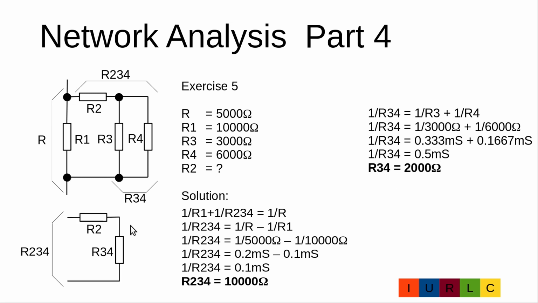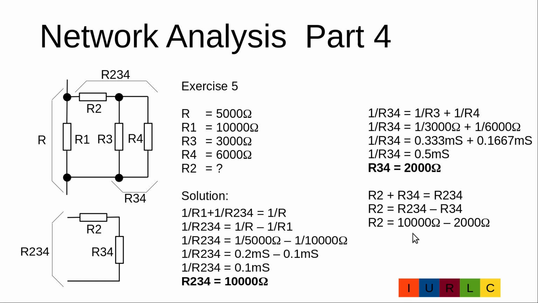In our last step, we have the serial connection of R2 and R34 with the total resistance R234. We can now write R2 plus R34 is R234. We bring R34 with a minus to the other side. R2 is 10,000 ohm minus 2000 ohm. R2 is 8000 ohm. So with R2 8000 ohm, we get the total resistance of the circuit of 5000 ohm.